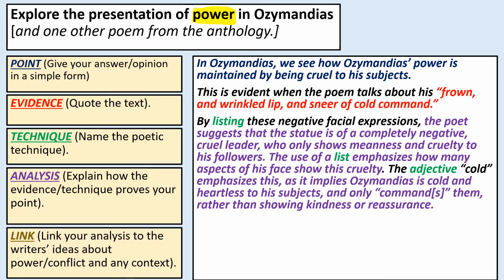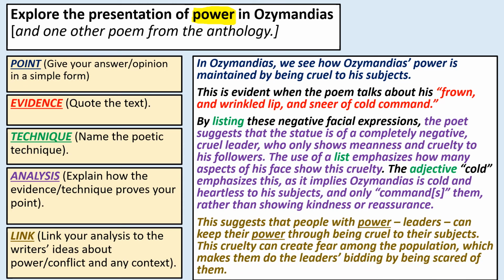And the last thing we do is we link this to the writer's ideas about power or conflict and any context that we can think of, really. I'm not too worried about context here, but I certainly know that this suggests that people with power, I've underlined that because that's the general idea, the poem is about power, again, if it's a conflict question, focus on conflict.